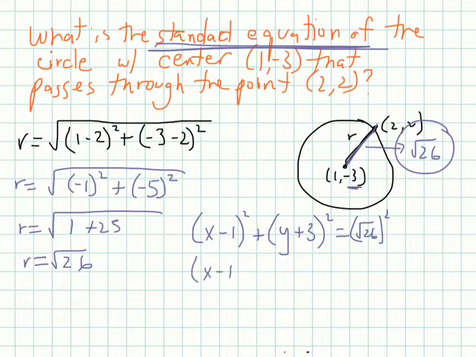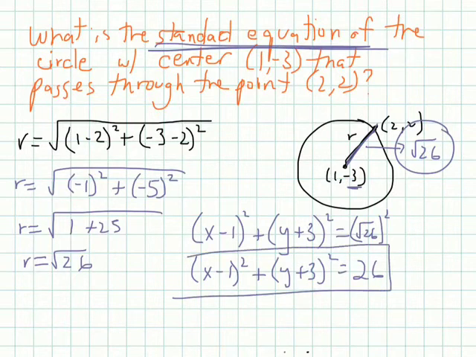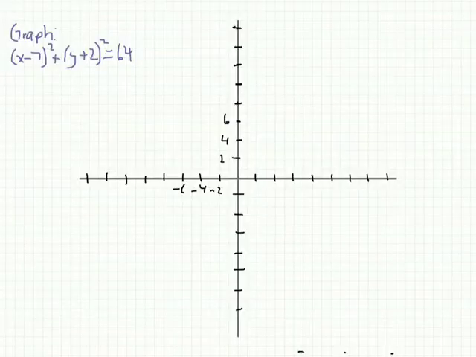So our final equation is x minus 1 squared plus y plus 3 squared equals 26. That's the standard equation of that circle. Simple enough. All right. Let's do one more.